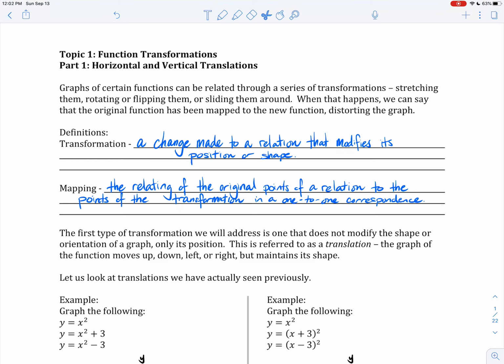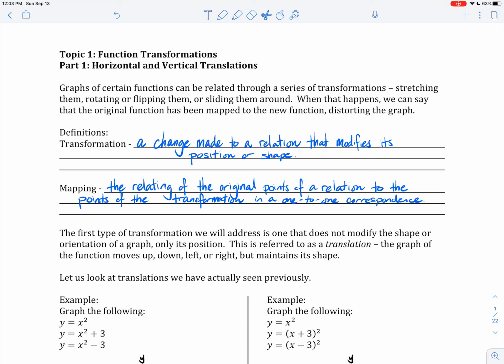So there's a couple definitions here, and feel free to pause if I go through them too quickly, just to give you a chance to write them down. A transformation is a change that is made to a relation that modifies its position or shape. So it could be that we move it around somehow, it could be that we distort or contort how it looks. Maybe it's both.